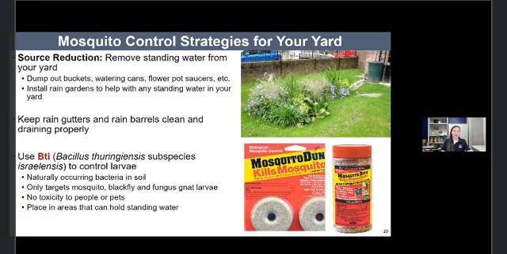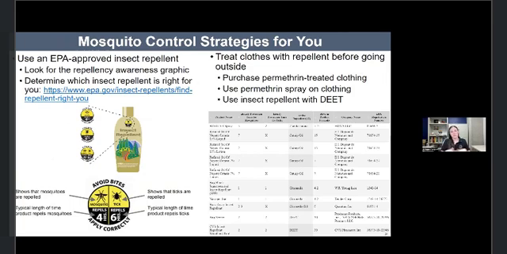So that's what to do in your yard. If you're out, say, on a hike or you're going camping, you're going to be outside. I know in my neighborhood, there's a ton of mosquitoes, so even when I go outside, use an Environmental Protection Agency, EPA approved insect repellent if you're in the United States, or whatever country you're in, look to see if your government agency has some sort of website like this. In the United States, we've started adding these repellency awareness graphics onto our insect repellent bottles.